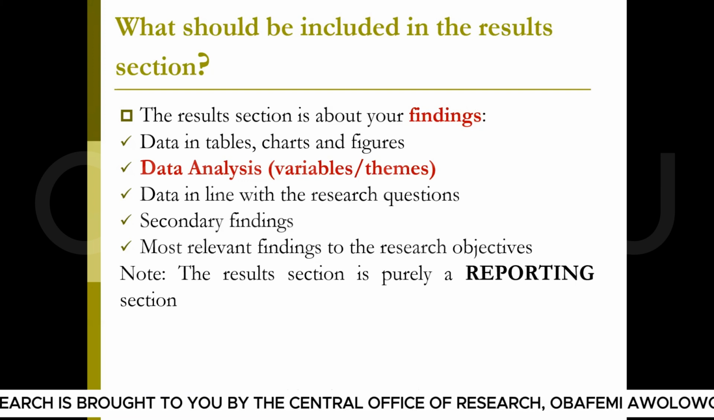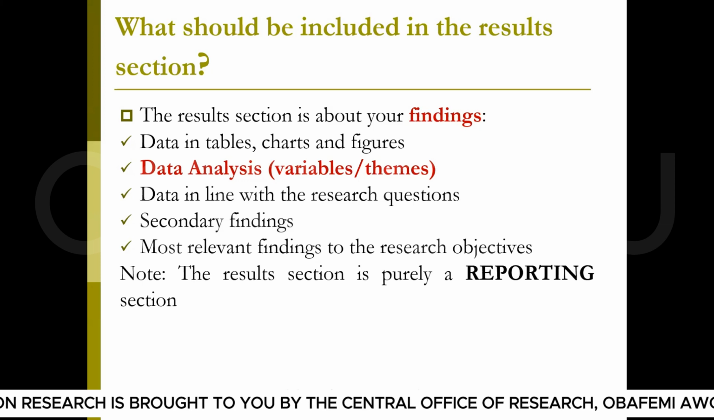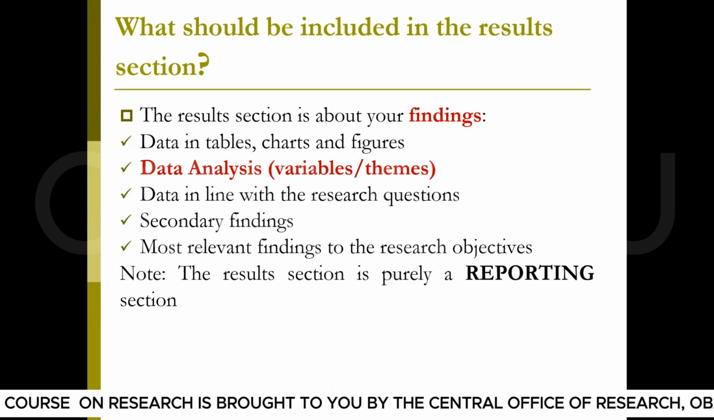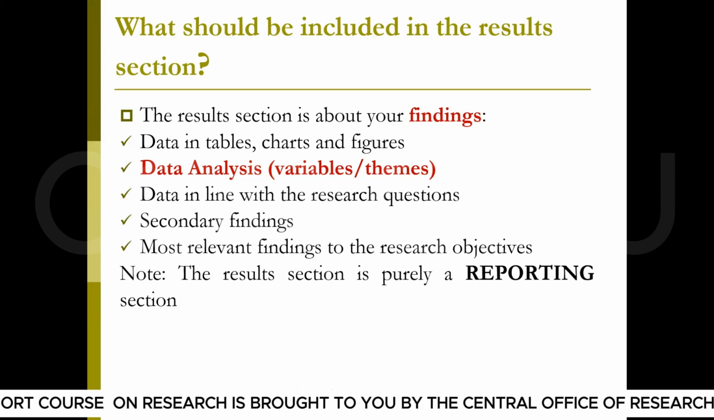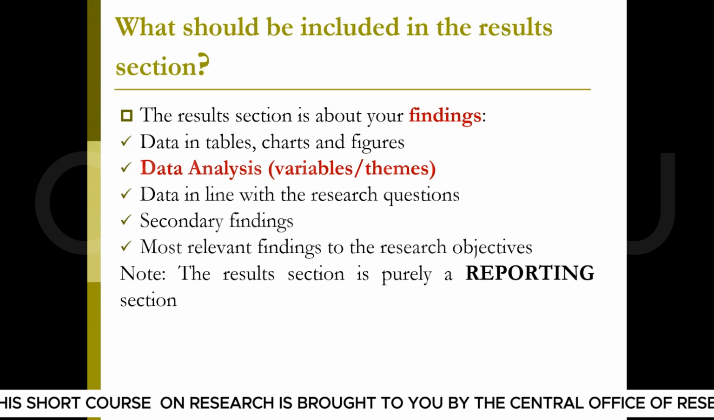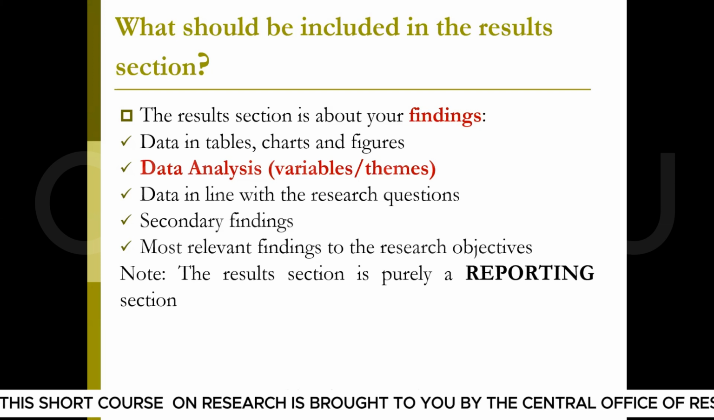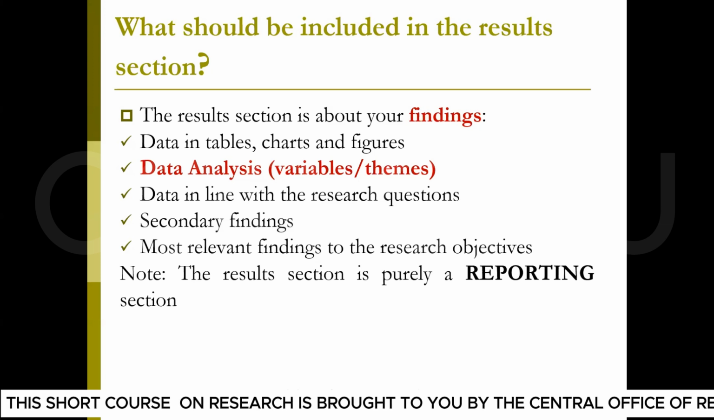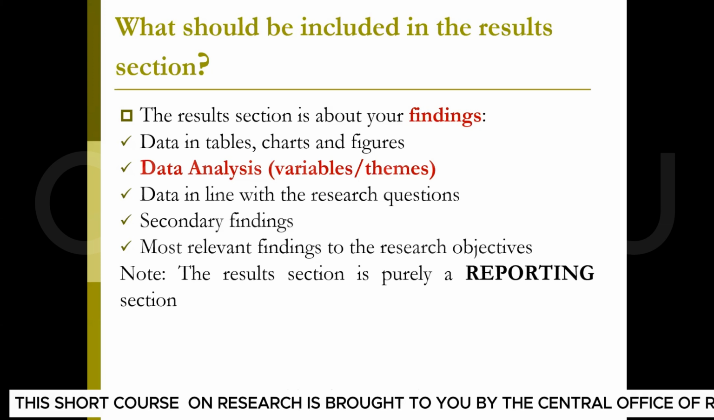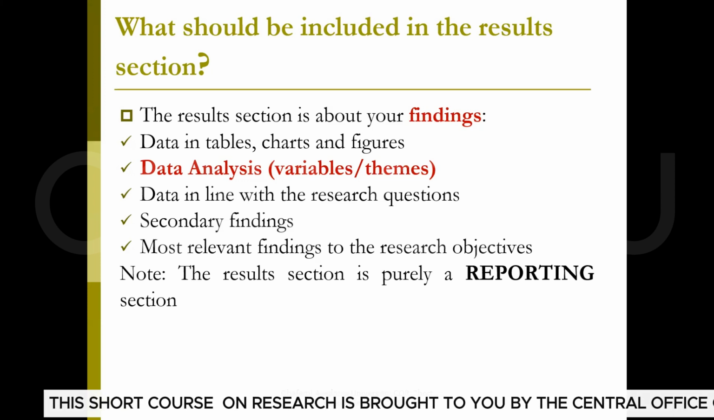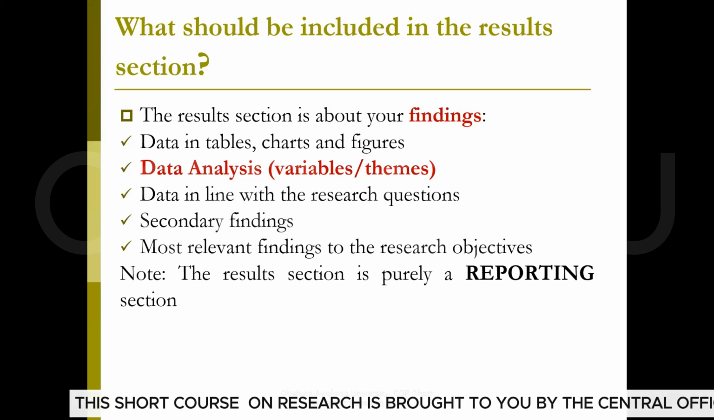Whereas in qualitative research, usually the result section is guided mainly by the themes which emanate usually from your research objective or your research questions. Of course, it also includes some secondary findings, as long as secondary findings are within the purview of your research questions. Also, what you also include are the most relevant findings to the research objectives.